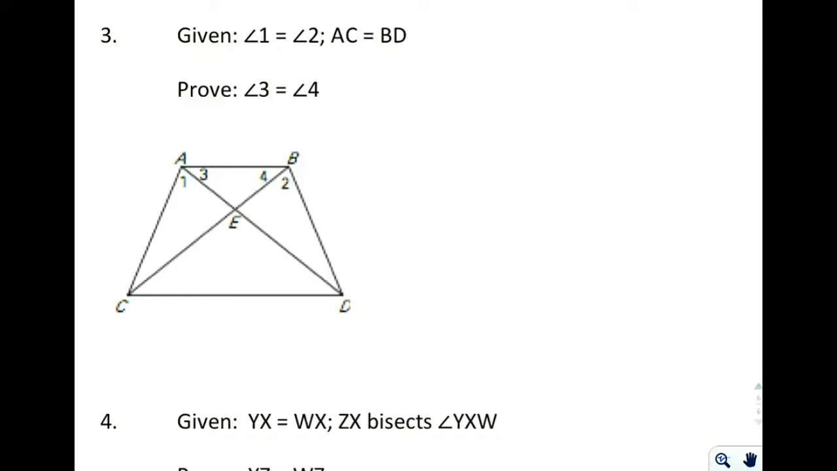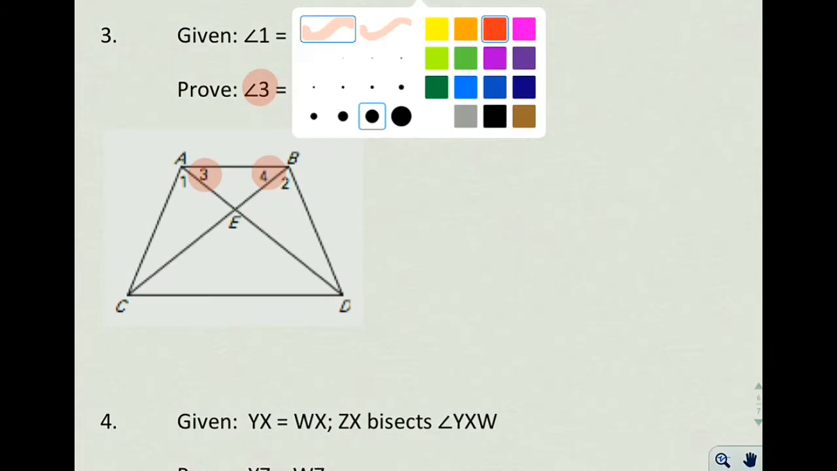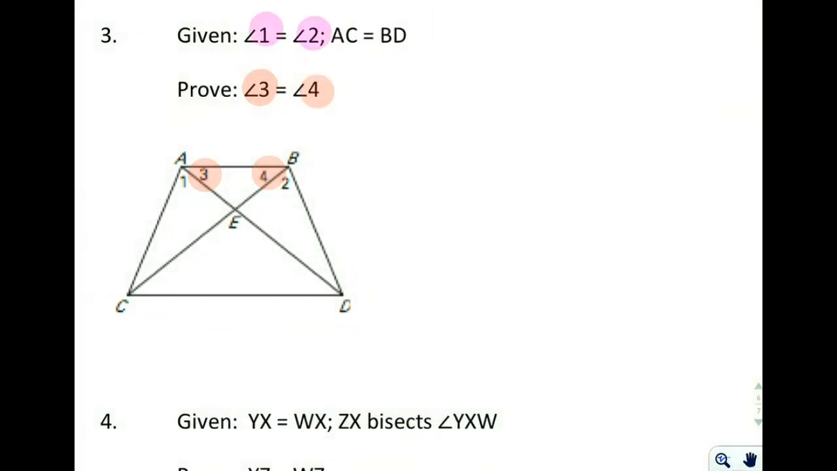In our third example, we are trying to prove that angle 3 is equal to angle 4. The tricky part about this is we don't get any information inside that triangle at all. We are given that angle 1 is equal to angle 2. Those are down here. We are also told that AC is equal to BD. Now you'll notice none of these things are marked on our picture, so let's go ahead and mark them all on our picture right now. So we got 1 equal to 2, AC equal to BD.